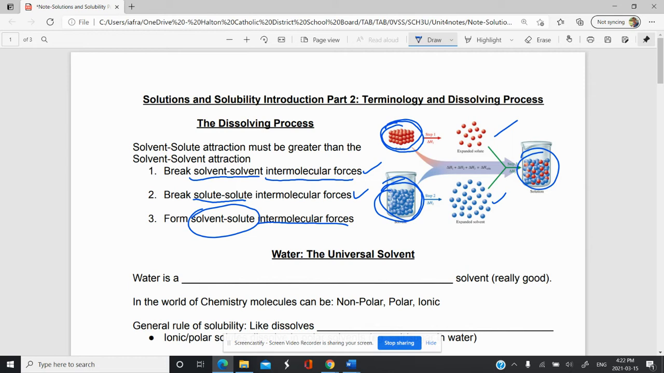And for that to happen, the solvent-solute attraction has to be greater than the solvent-solvent attraction. So basically, there needs to be a reason for the solvent to want to attract to the solute. If the solvent-solvent attraction is too strong, then the compound just won't dissolve. But if the solvent-solvent attraction is not very strong, then the solvent-solvent attraction can break, and the solvent and solute can essentially be attracted to each other.